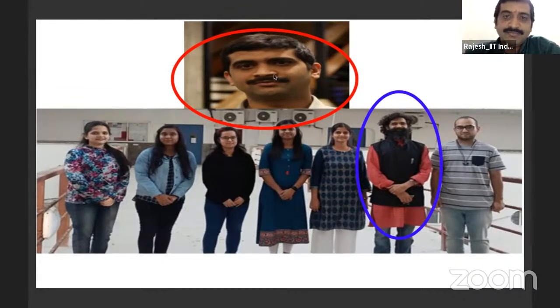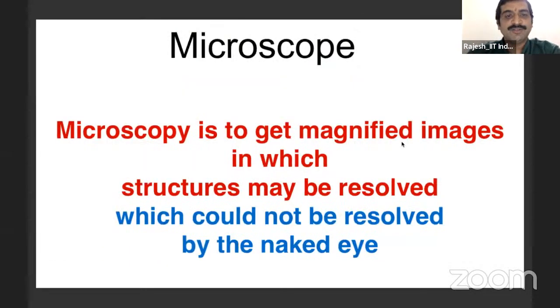See, it is the same photograph of me, the red circle and the blue circle, but here the appearance is completely different. This slide is there only to mention that appearance matters, and appearance is something we wish to see through a microscope. The surface, the coverage, what are the things on this? Okay. So what is a microscope? A microscope is a tool that helps us in doing microscopy, and microscopy is to get a magnified image in which structures may be resolved. What do we mean by that?